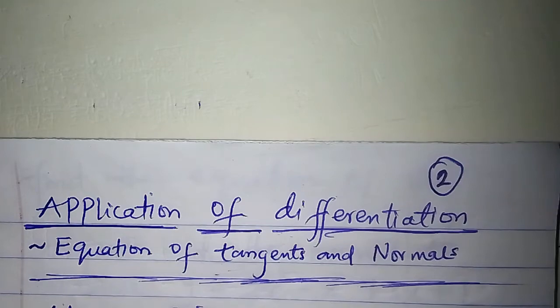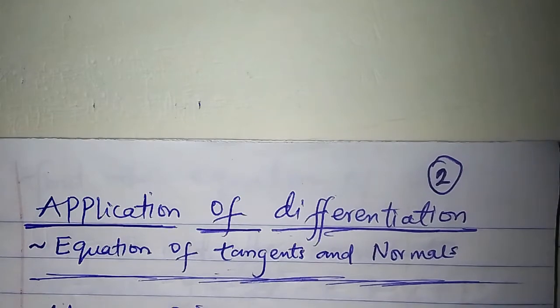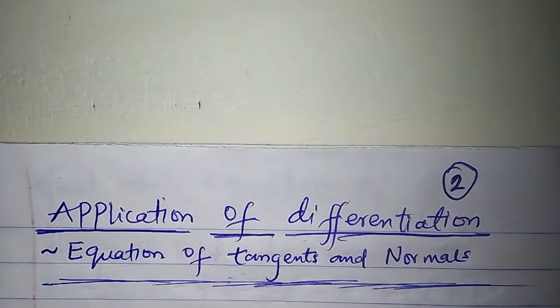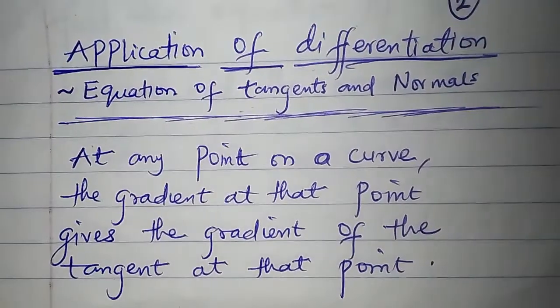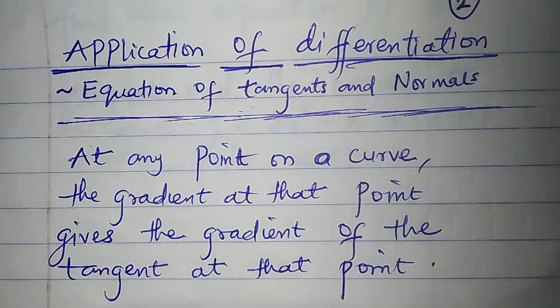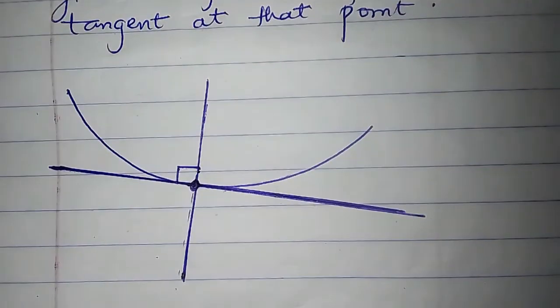Still on the application of differential calculus. This time around, we are going to talk about equation of tangents and normals. At any point on a curve, the gradient at that point gives the gradient of the tangent at that point. This is what we are saying.